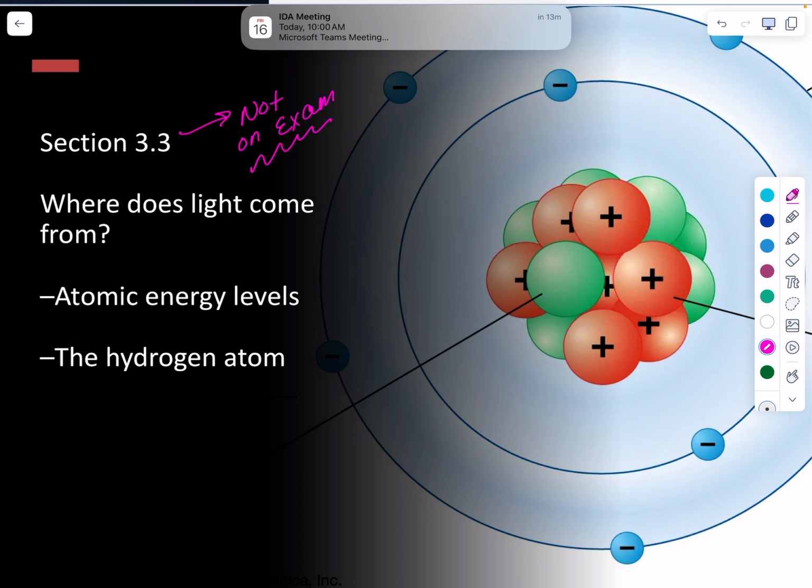What I want to do now is have you chat with your neighbors. Today's team question is pick one of the chapters that will be covered on the exam: Chapter 1, Chapter 2, or the first 2 sections of Chapter 3. Say we're thinking about Chapter 1, or we want to talk about Chapter 2, and tell me what your group thinks is the take-home message for that chapter.